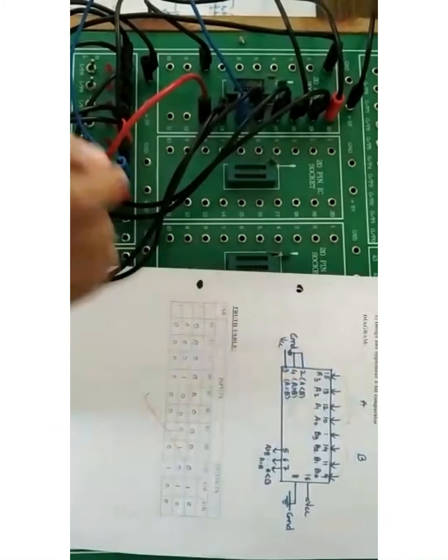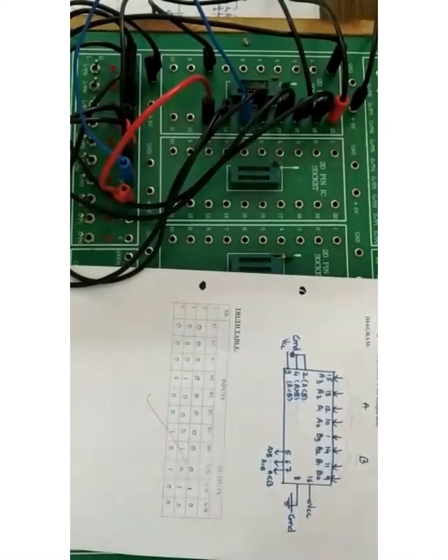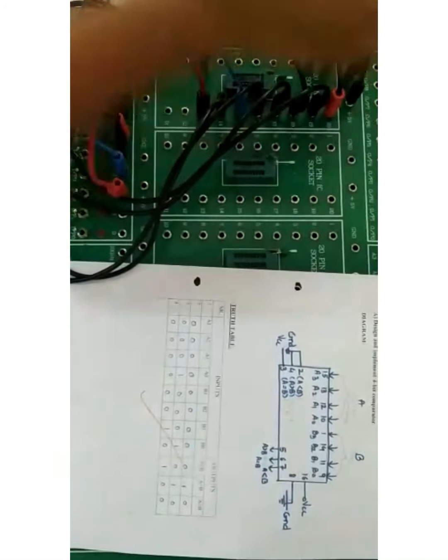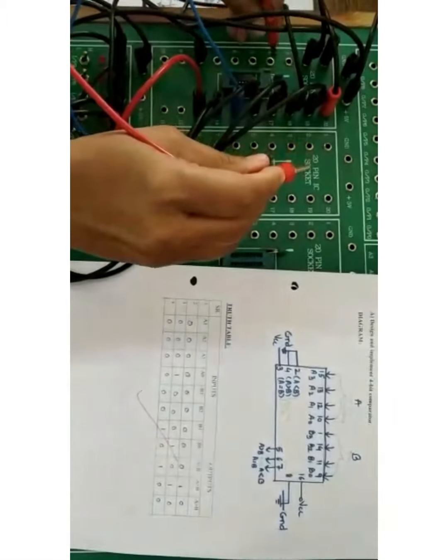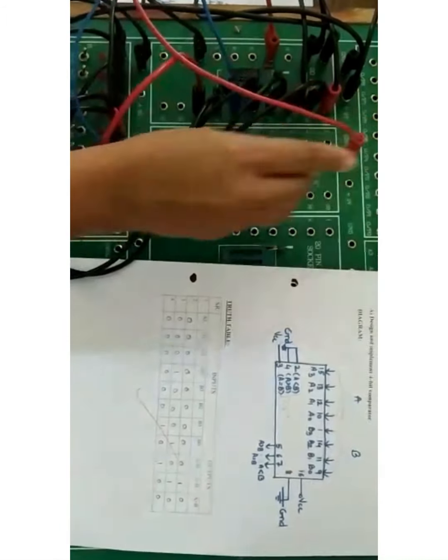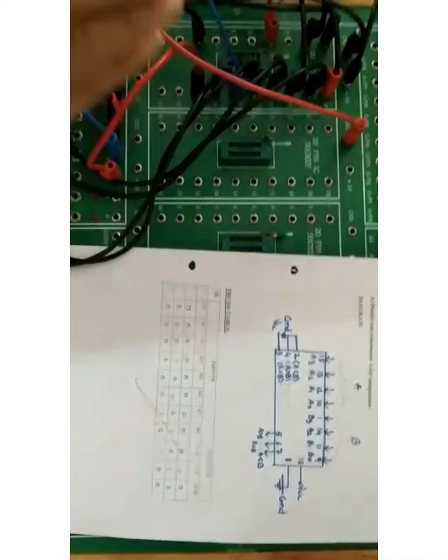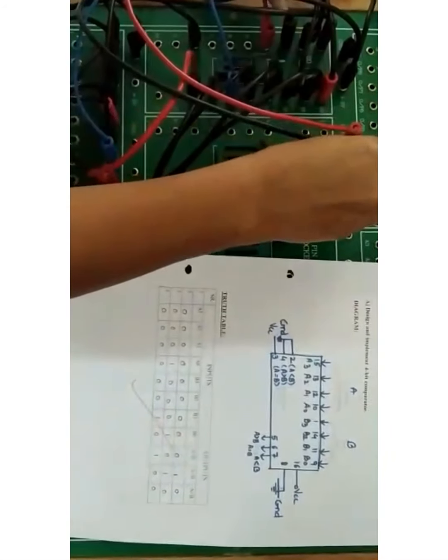Pins 2 and 4 are connected to ground. You can short them or you can directly connect them to ground. So pin number 2 is ground, and pin number 4 is also ground. After that, pin number 3 is VCC.